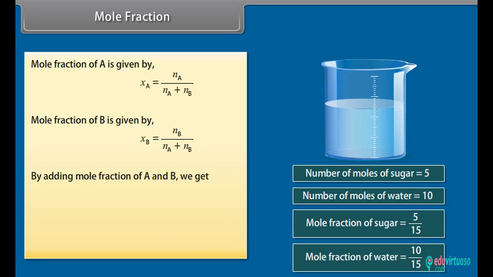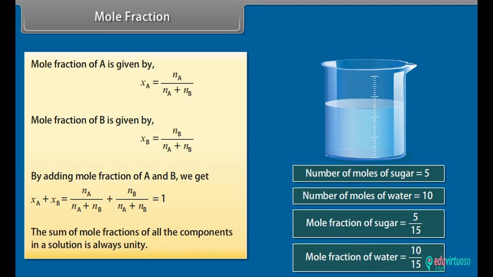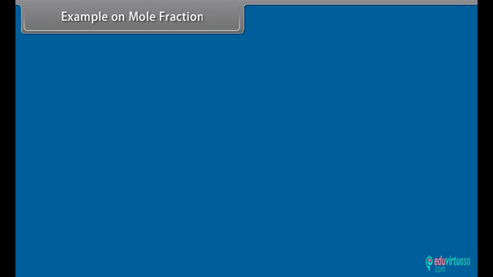By adding the mole fractions of A and B, we get XA plus XB is equal to 1. It implies that the sum of mole fractions of all the components in a solution is always unity. Example on mole fraction.